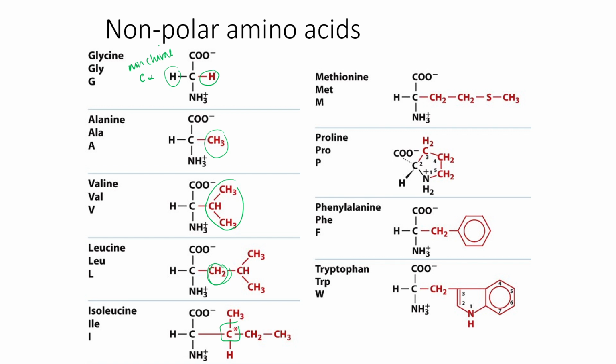Moving on from there, we now have methionine. Something that makes methionine interesting is it actually has a sulfur in that hydrocarbon chain. And we often think of sulfur as more of a polar molecule. It has a little bit more electronegativity to it than a standard hydrocarbon bond, but since it's in this hydrocarbon chain, we consider methionine as a whole, that side chain, to be nonpolar still.